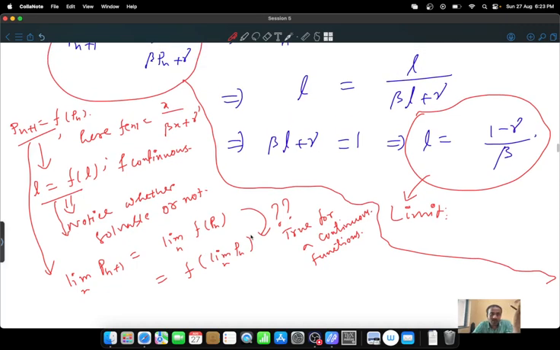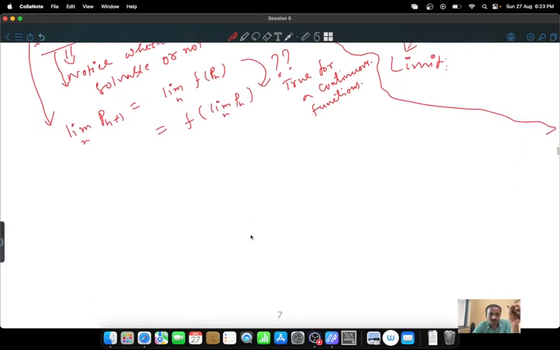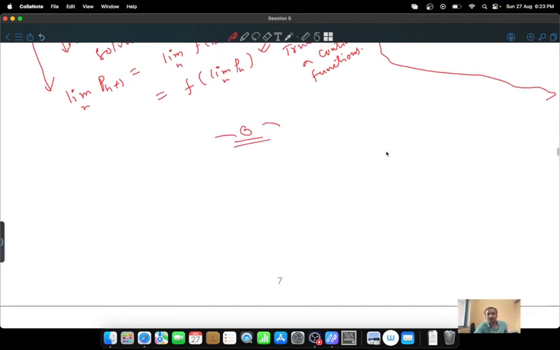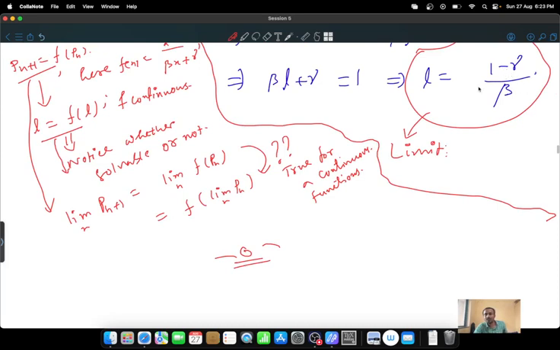Yeah, so anyway, you will learn continuity. For the timing, skip this problem. So you have got the limit also, that it is actually 1 minus gamma by beta.